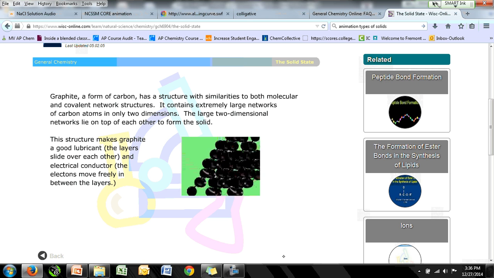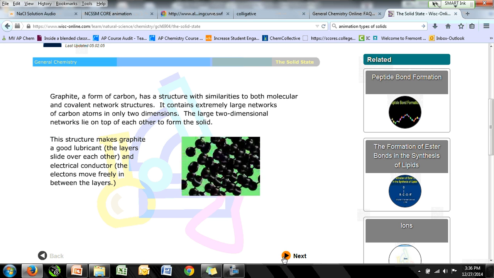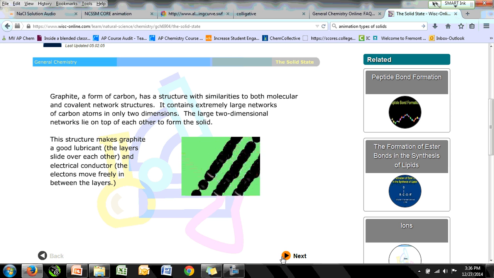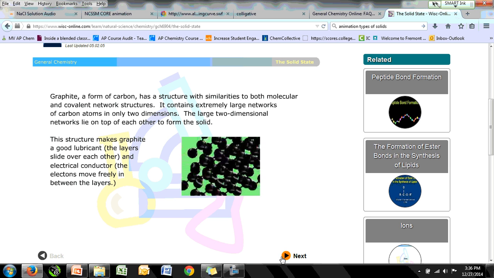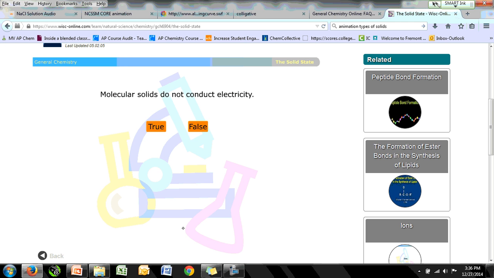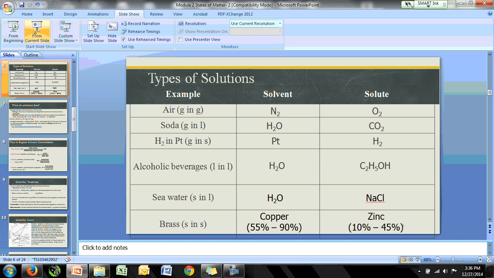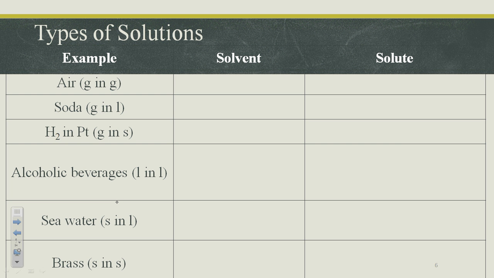This is an animation that shows graphite's layered structure. In between the graphite layers are the pi bonds that hold them together. So as you write with a pencil, these pi bonds are broken, and then you can write easily. And that was the animation that hopefully helped you with visualization of different types of solids. Now let's move on to solutions.